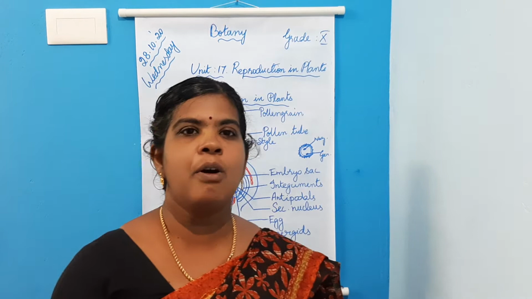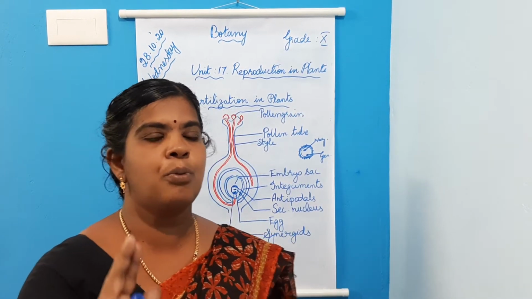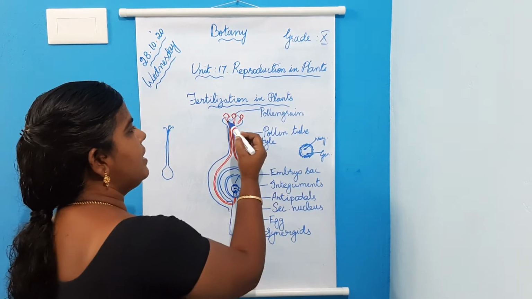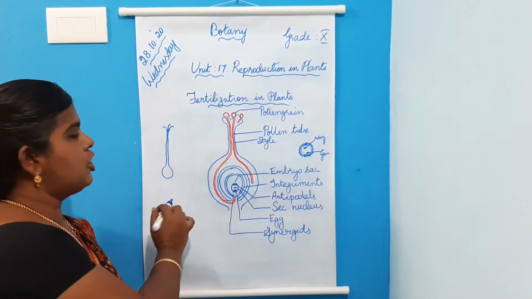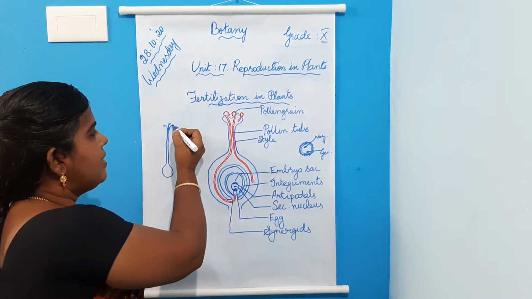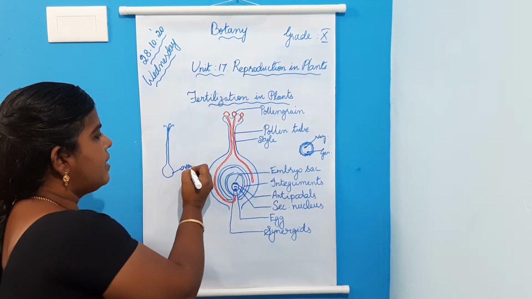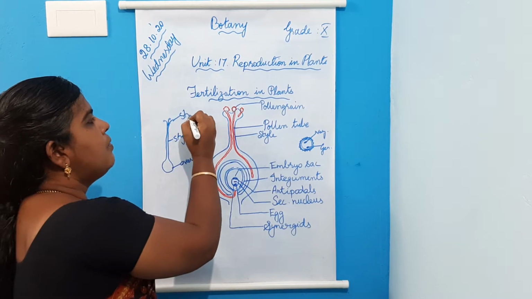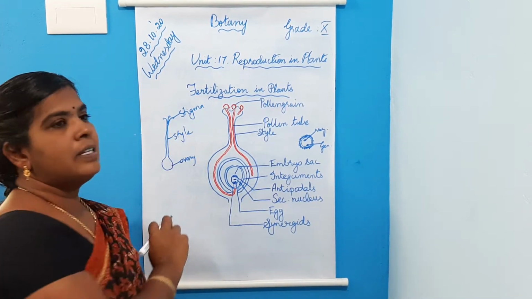This generative nucleus divides and forms two male gametes, isn't it? So the pollen tube carries two male gametes. Listen, at the time of fertilization, the pollen grain reaches the right stigma and begins to germinate. This is stigma. You all know the parts of gynoecium, isn't it? This is ovary, style and stigma. This is the female reproductive part of a flower.